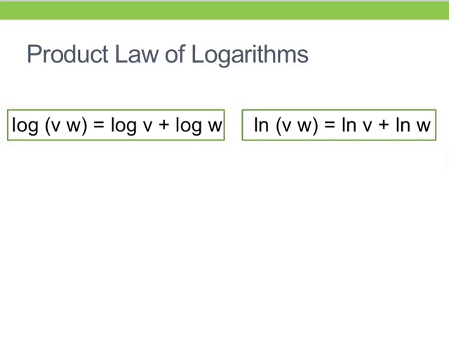The product law says that if you are taking the log of a product, so log of v times w, then that's equal to log of v plus log of w. Same with ln, so ln of v times w is equal to ln of v plus ln of w. Now the way you actually end up applying these laws will really have to do with the problem. Sometimes you'll want to expand it, sometimes you might want to try to create the product, so you might be going from left to right or from right to left. It really depends on the problem and what you need to simplify.